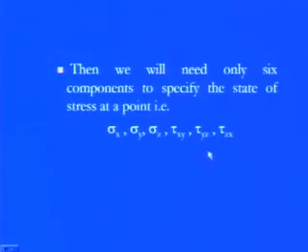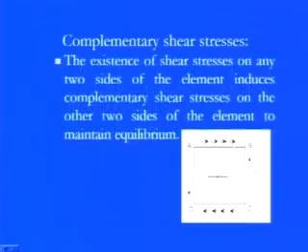You see here these 3 shear stresses: tau xy, tau yz and tau zx. If you want to analyze these, we need to define that the existing shear stress on any 2 sides of the element induces a complementary shear stress on the other 2 sides of the element to maintain the equilibrium.